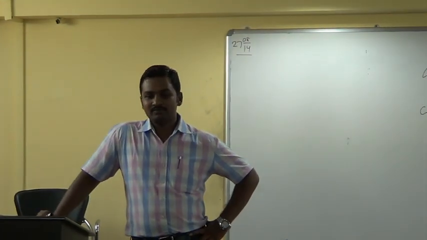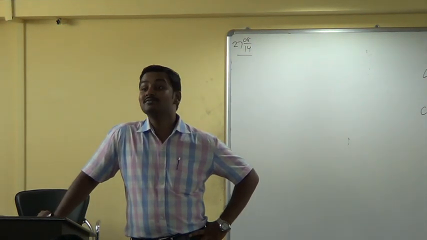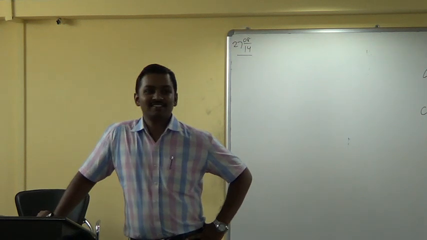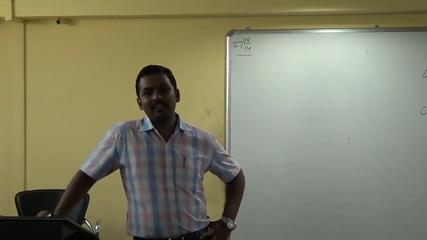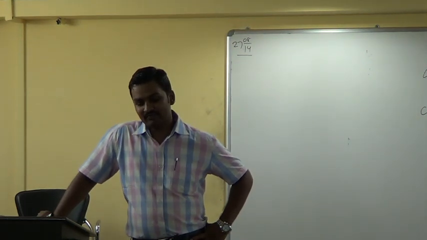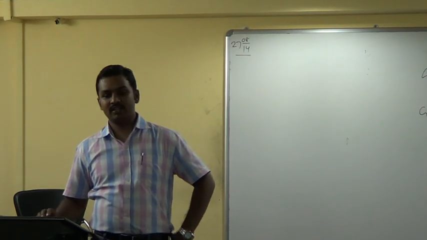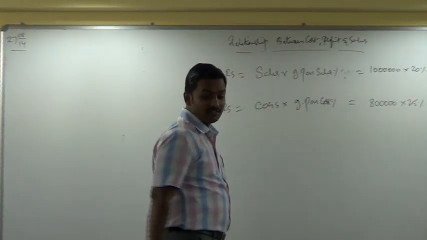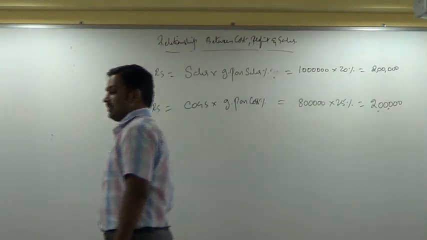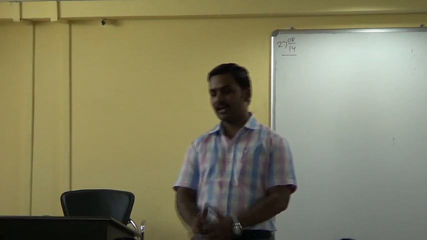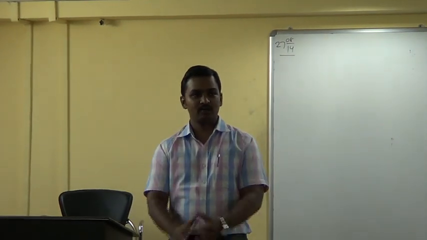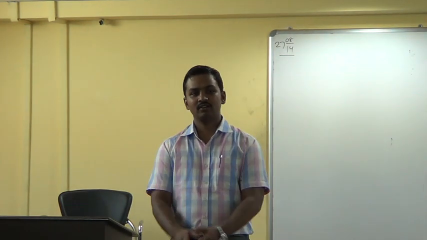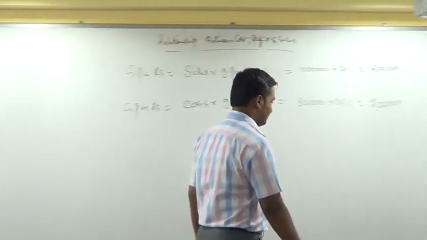Write down one more problem. Sales 15 lakhs. Profit on sales percentage 33.33. Calculate gross profit in rupees and cost in rupees.